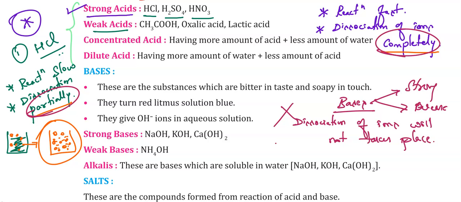If I have to give you one difference between acids and bases, in acid the dissociation of ions will take place, but in bases the dissociation of ions will not take place. So this is the major difference between acids and bases. Got my point? This is the major difference. Still we have many differences, but as per the dissociation of ions, in acids it will take place, but in case of bases it doesn't take place.